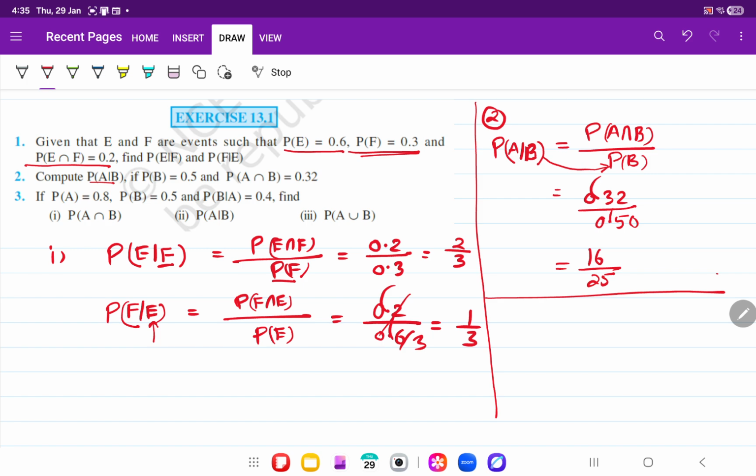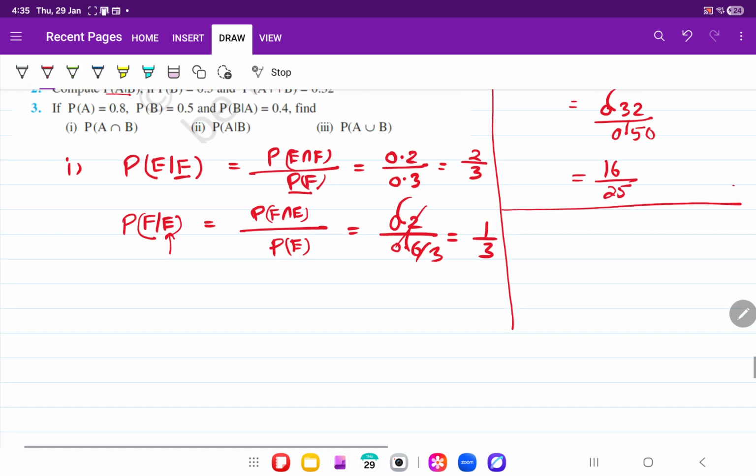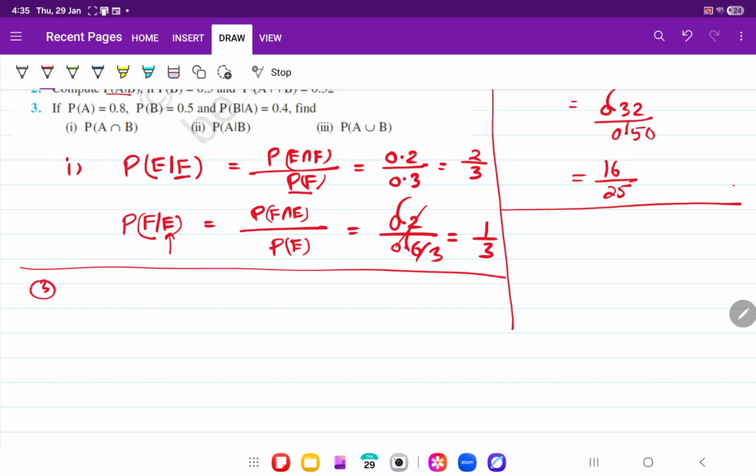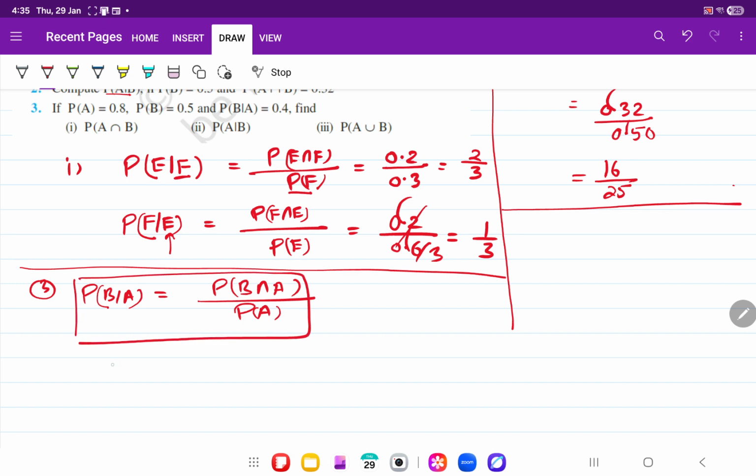Let's see the third question. Third is saying P(A) is 0.8, P(B) is 0.5, P(B|A) is given 0.4. Okay, let me do the third question here. So they have given P(B|A), and by formula we know it is P(B intersection A) by P(A), correct? So this is given 0.4 and P(A) is given. B intersection A is the same as A intersection B. They both have the same meaning. And P(A) is given 0.8. You can see in the question it is given.